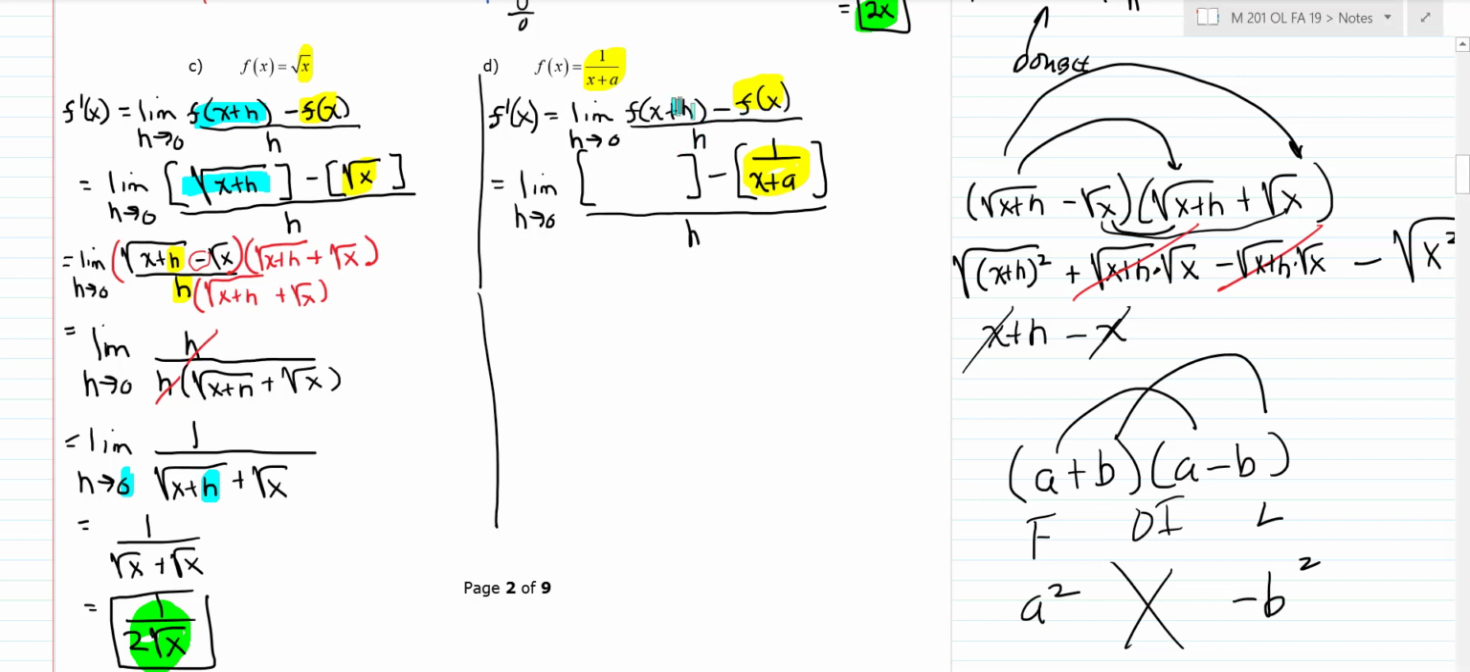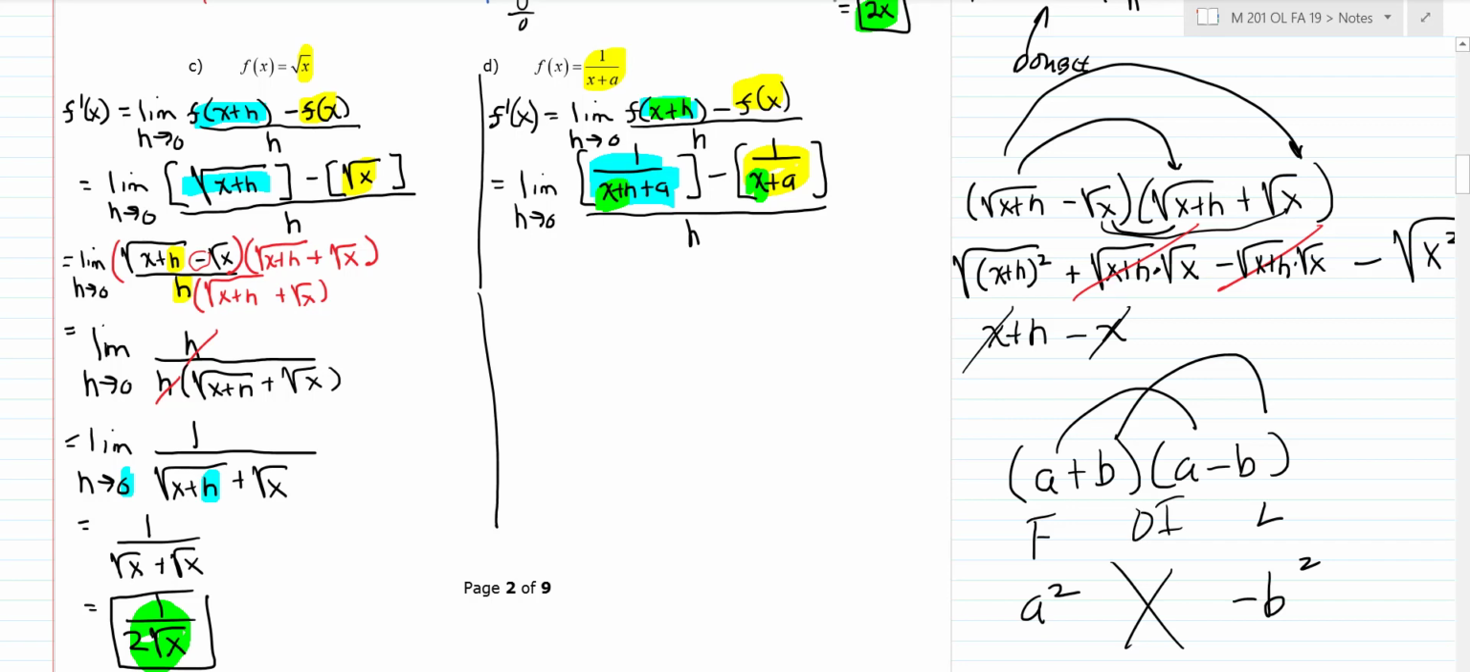F of x plus h goes here. That's the same thing, except replace x with x plus h. Okay, so that means this is going to be 1 over x plus h plus a. All I did was replace this x with x plus h. That's it. Now, what would happen here is you do have a 0 over 0 limit.